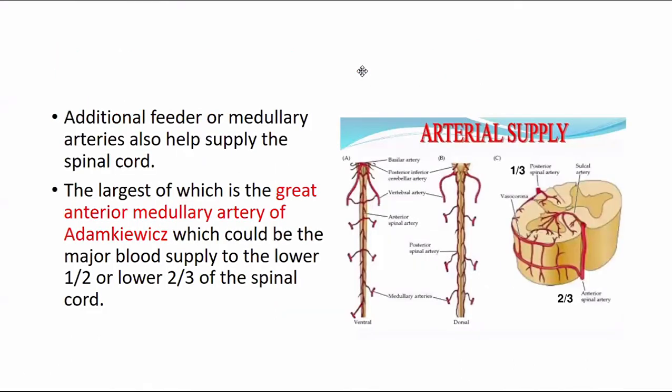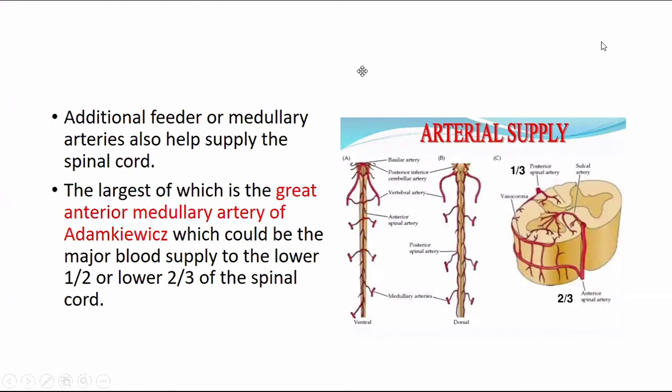Another additional feeder or branching arteries that help supply the lower two-thirds of the spine are the medullary arteries. The largest of which is named the Great Anterior Medullary Artery of Adamkiewicz. This is especially important because sometimes it becomes the major blood supply of the spinal cord of the lower half or the lower two-thirds of the spinal cord. So remember this artery.